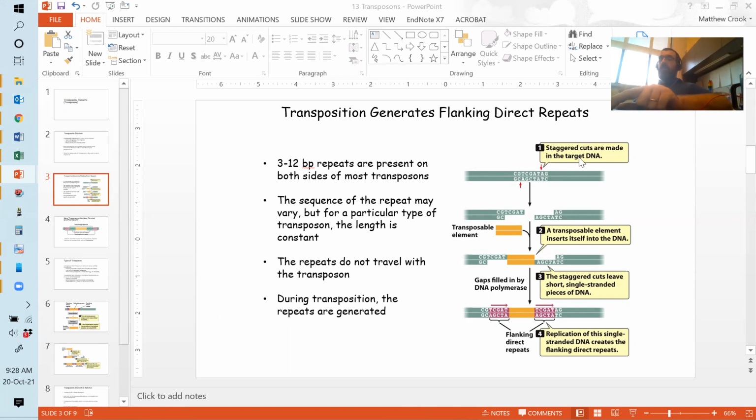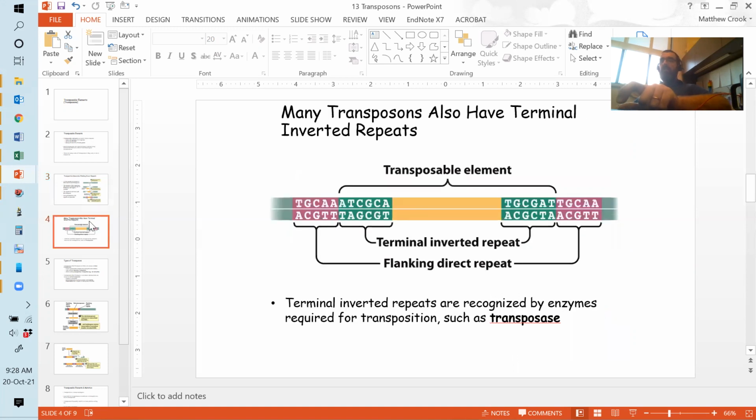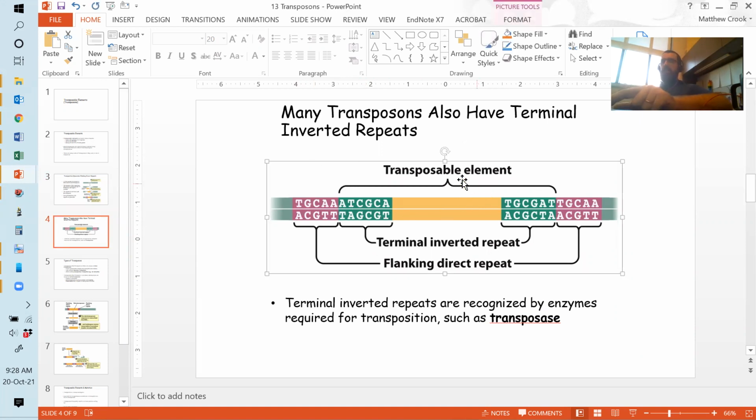So anyway, the end result of transposition is a transposon in a new site, which didn't have one before, and these two flanking direct repeats. When you look at the structure of a transposon, here are the flanking direct repeats on either side. You also have a region in the middle, and that region encodes for a transposase, right?